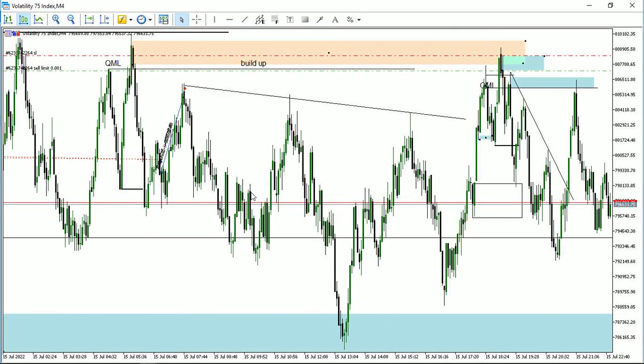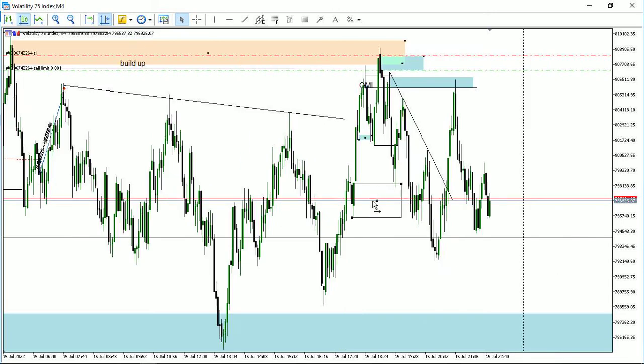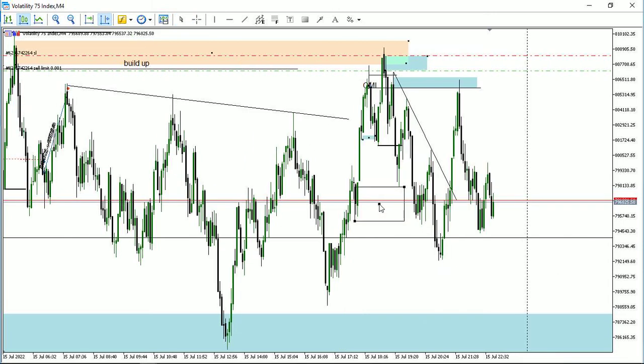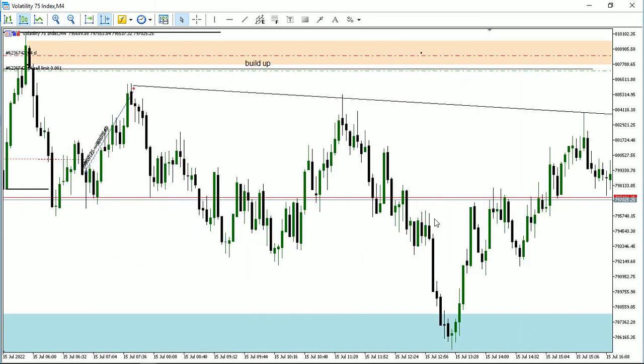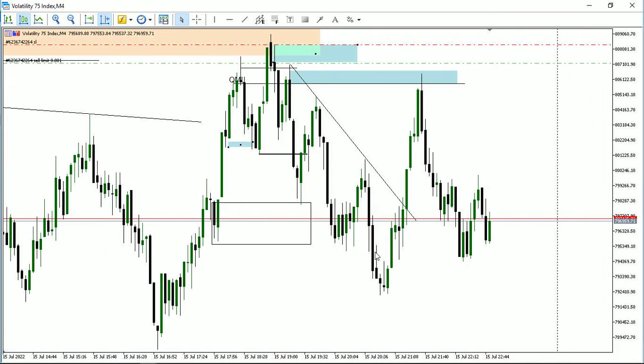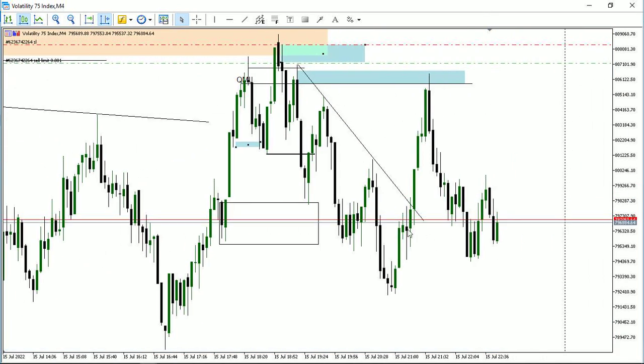On the 4 minutes, I was waiting to see a confirmation entry, a break of structure, and I finally got that break of structure, which is this demand here that was violated, after a little respect. And what happened again? We have liquidity, trend line liquidity right here. So very much valid that this liquidity needs to be grabbed. And we have our QML right there.